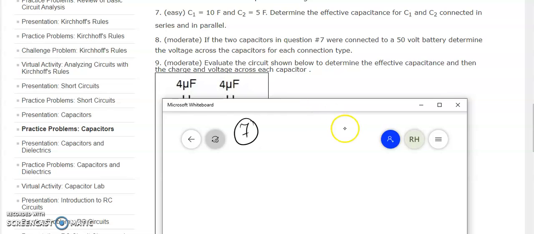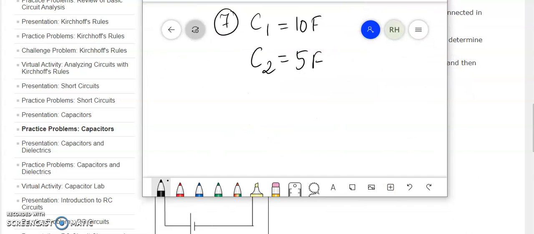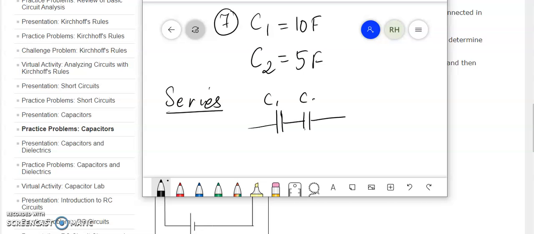so here you can see capacitance 1, which is 10 farads, and then you have capacitance 2, which is 5 farads, and then it's asking you to calculate the total capacitance of C1 and C2 connected in series and parallel. So let's draw the diagram. When it's connected in series, write the topic series, and then see it's connected in series. So this one is C1 and this one is C2.